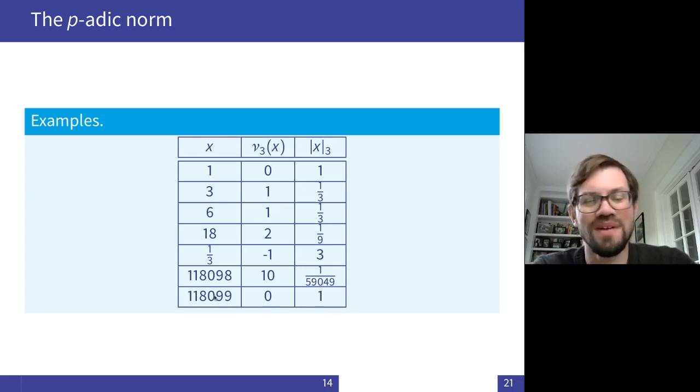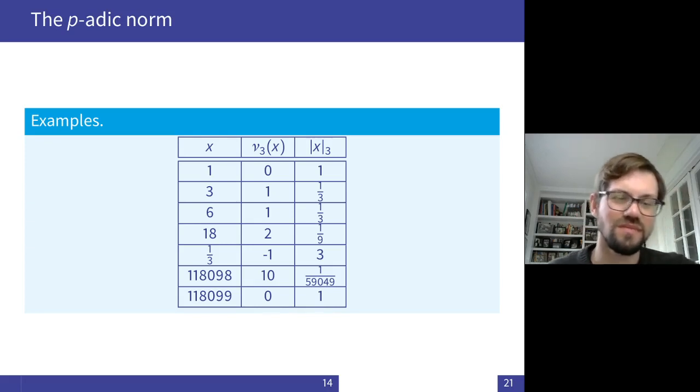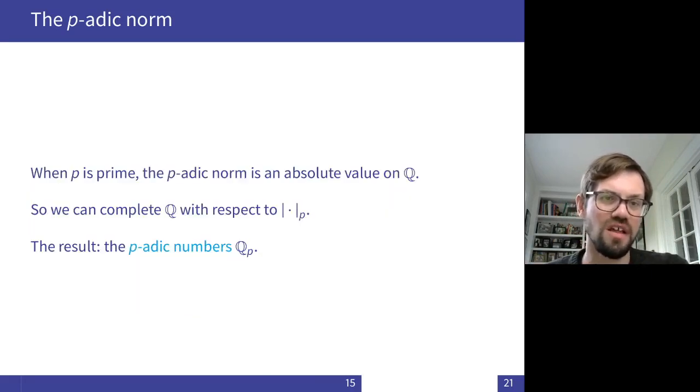This number is the previous number plus 1, but 3 doesn't divide this number at all. So our valuation is 0, our norm is 1. Even though these two numbers look close, in fact, in the 3-adic norm, they're fairly far apart. So you can try to compute some more examples of this if you're not convinced by this demo, if you really want to see how these functions scale.